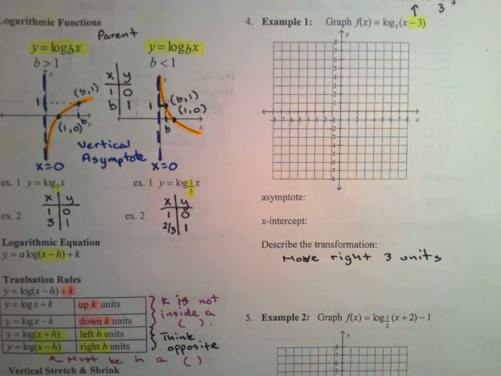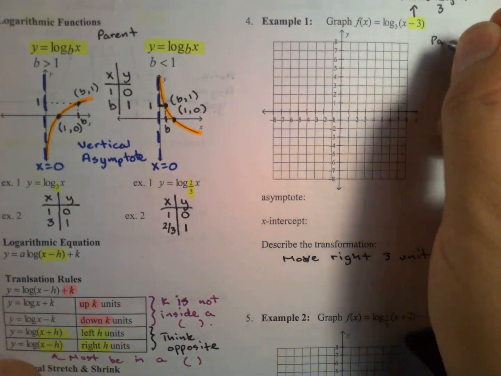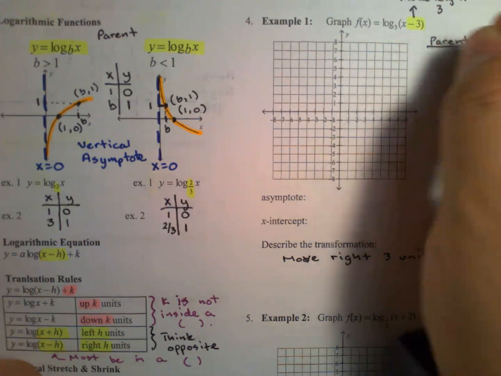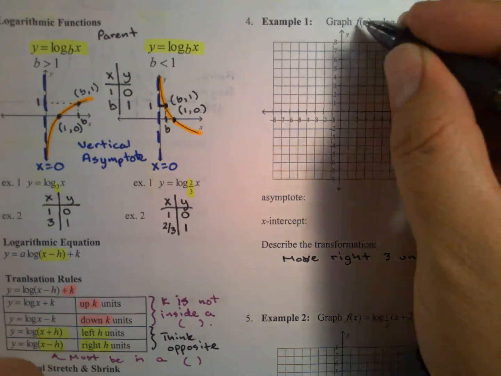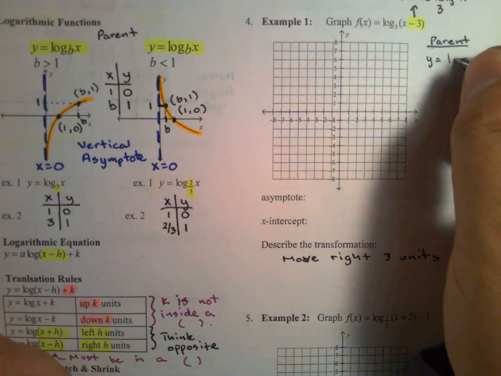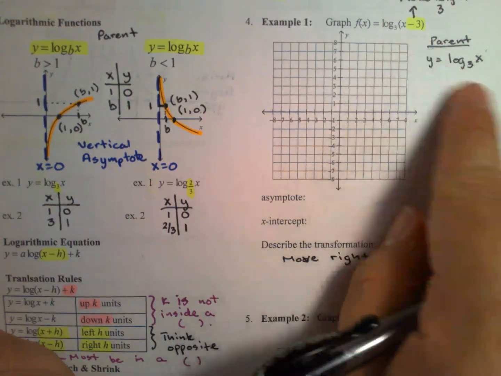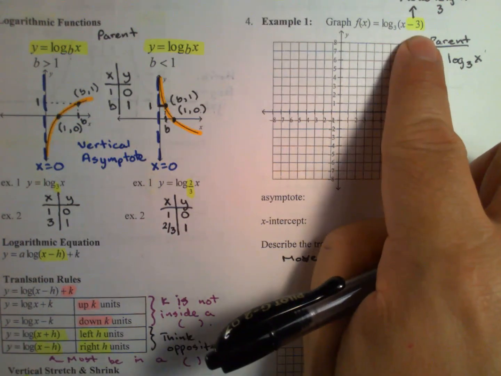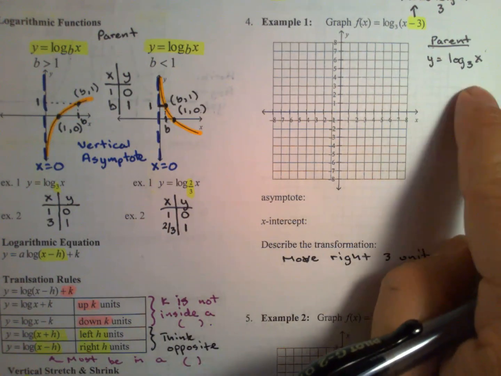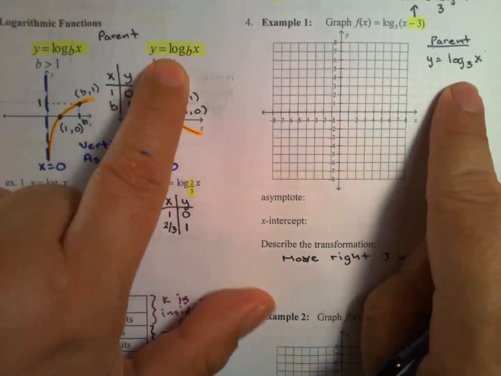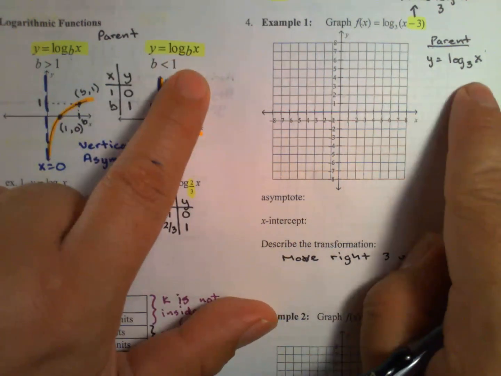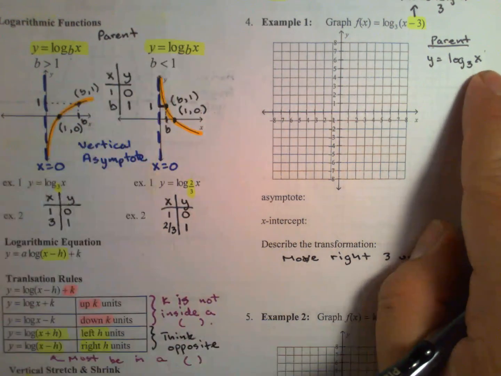All right, so now, next thing, we're going to talk about the parent function. Well, remember, the parent function is y equals, instead of f of x, we'll call it y, log base 3 of x. Notice we do not bring in the negative 3. That's why I like highlighting it, because those are the things I will not bring into my parent function. Notice the parent function is just the log and the base with the x, and then that's it.